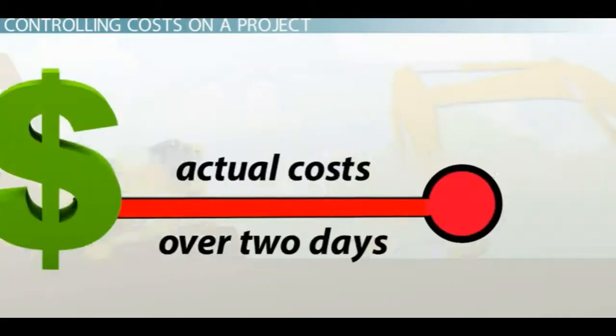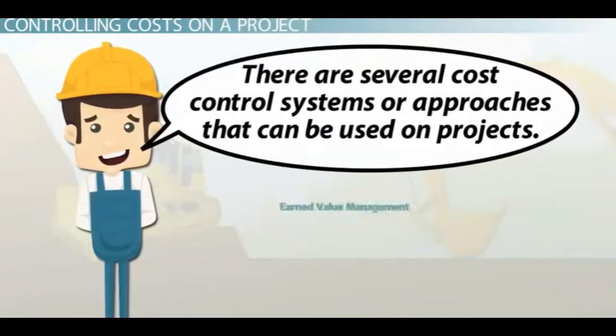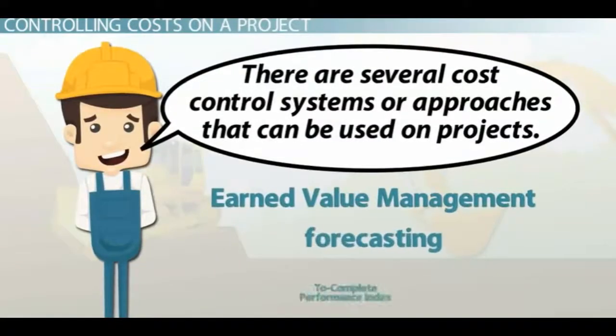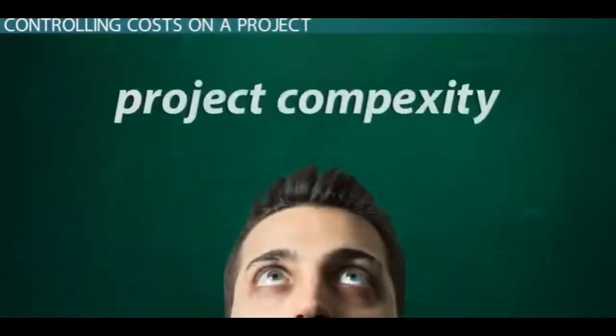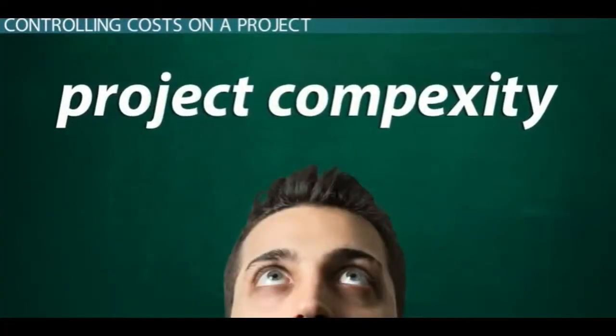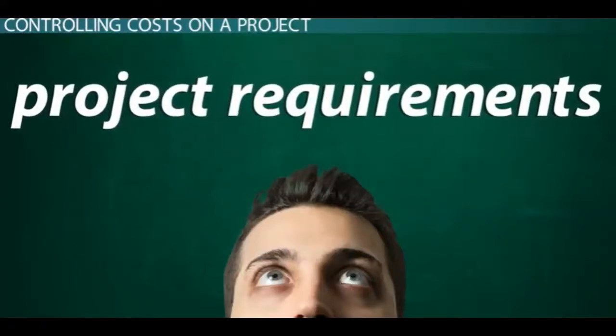There are several cost control systems or approaches that can be used on projects, such as earned value management, forecasting, and a to-complete performance index. The selection of which method to use on any particular project will be based on the project complexity and the requirements of the project customer or sponsor. Let's investigate these approaches.